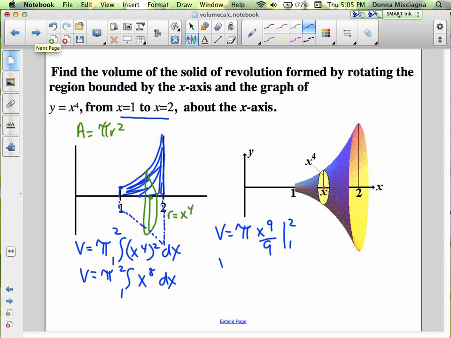Okay. And so now I'll leave the pi over there. We have 2 to the 9th divided by 9 minus 1 to the 9th divided by 9. You know that's an exponent. My exponent's looking a little large, and my calculator is over there.